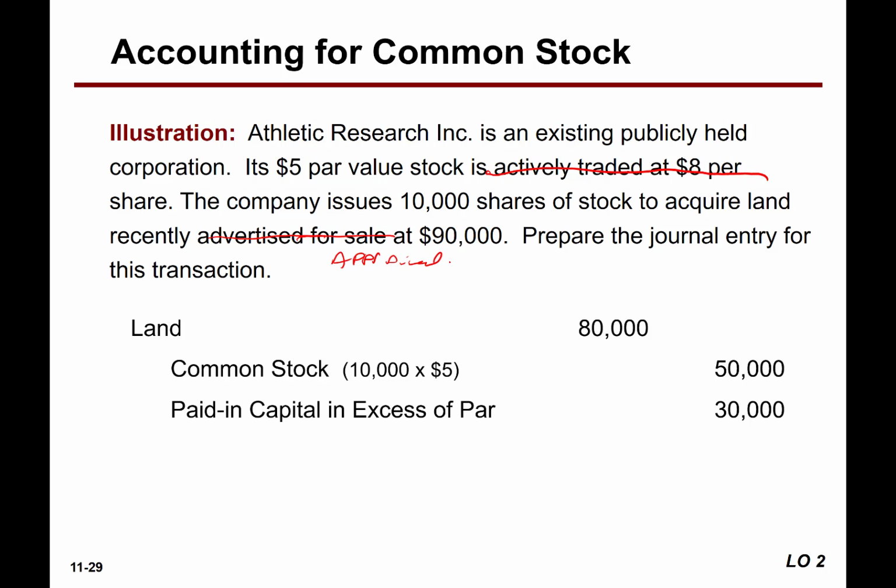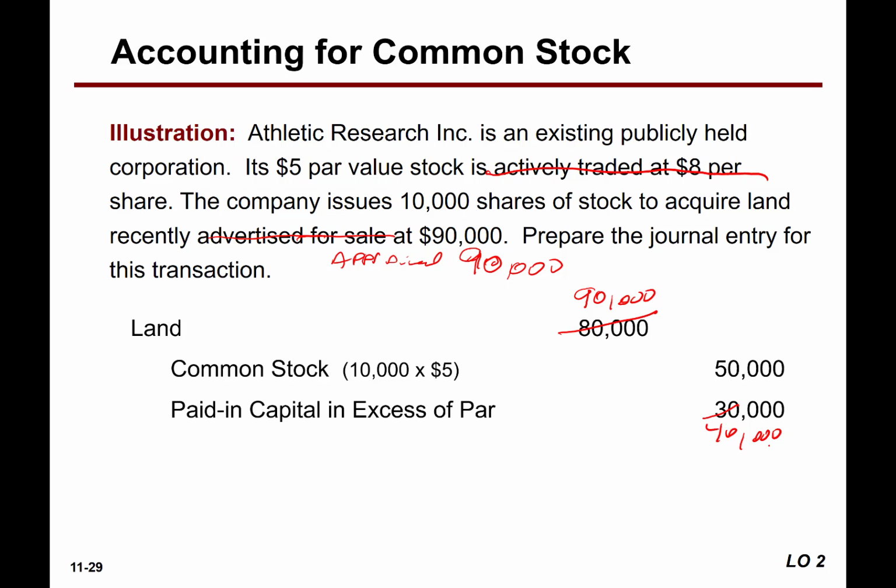Now what are you going to do? Well, now that 90,000 is more reliable, isn't it? So the land will come in at what? 90,000. If it was still 10,000 shares at $5, that stays the same. This obviously now goes up to what? 40,000. So you've got to read the problem carefully to see what it is they're telling you has the more determinable value. And in this case, it was the stock because they used the phrase, it was actively traded, right?